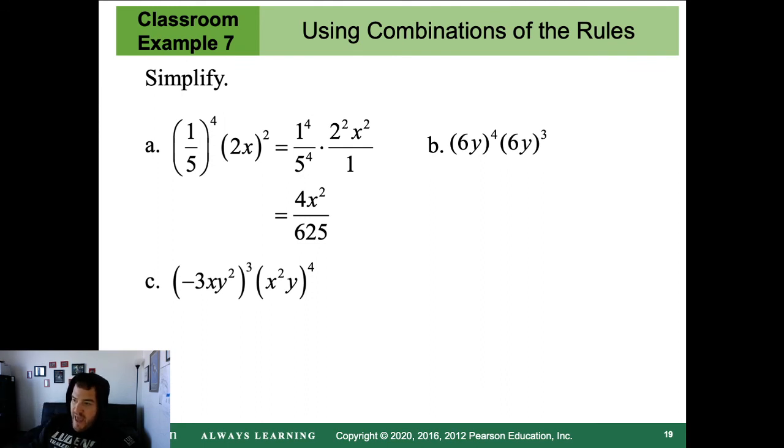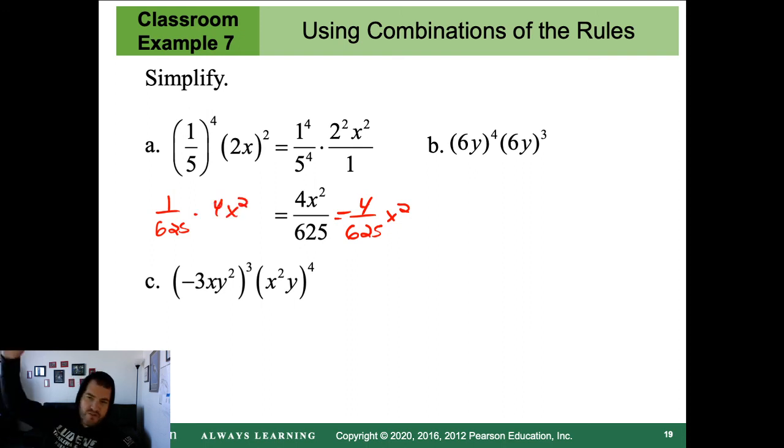So some people got that. Some people got 4 over 625 times x squared. Same thing. Some people got, what was the other thing I saw? I can't remember. But yeah, any kind of similar situation to that is what we're looking for. Oh, maybe it was 1 over 625 times 4x squared or something like that. Yeah, all the same answer.